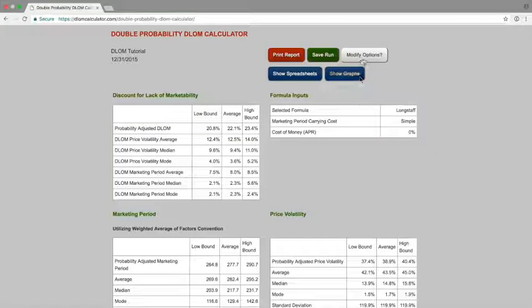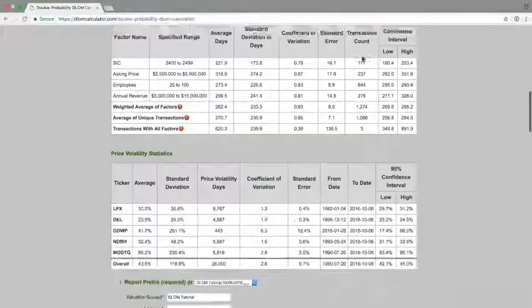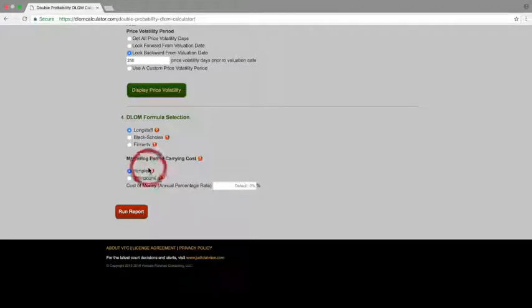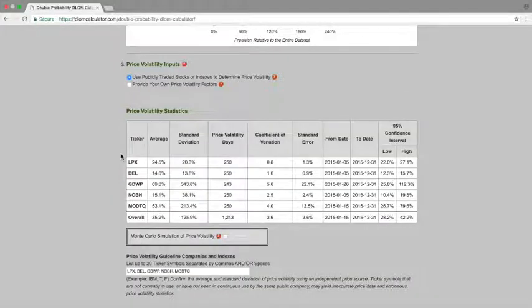Now let's re-examine our price volatility assumptions. The DLOM that we just calculated is based on all of the available guideline company price data. What if we only want to use 1 year of price data, the year before our December 31, 2015 valuation date? We start by clicking the Modify Options button. Then select the radio button for Look Backward from Valuation Date, type in 250, which is the typical number of trading days in a year, and click the Display Price Volatility button. This updates the price data in the Price Volatility Statistics table for price events looking backward from the valuation date specified in the report profile.